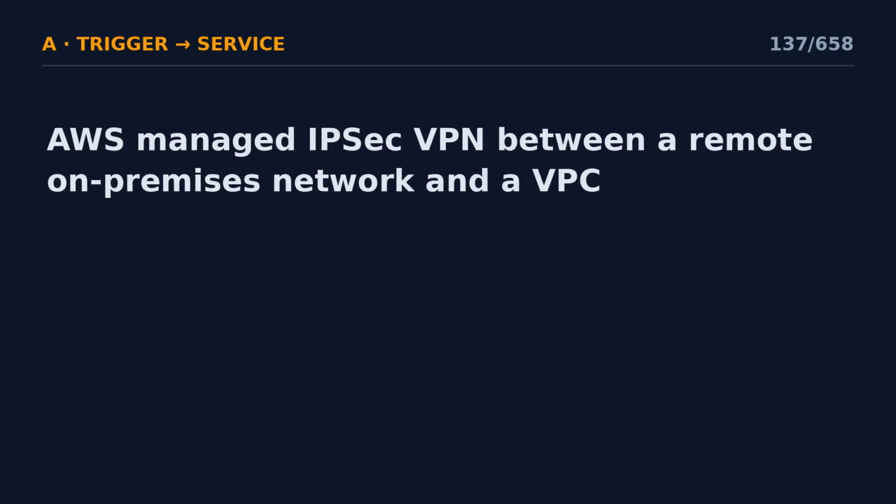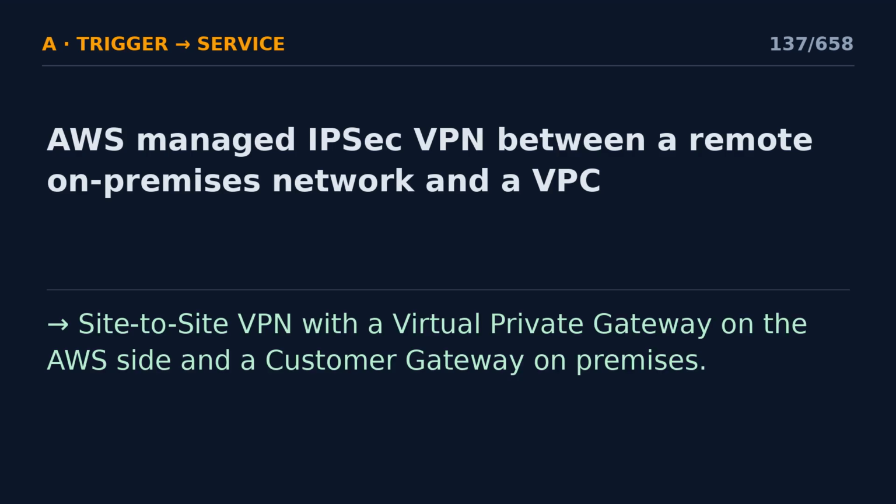AWS managed IPsec VPN between a remote on-premises network and a VPC. Answer: Site-to-Site VPN with a virtual private gateway on the AWS side and a customer gateway on premises.